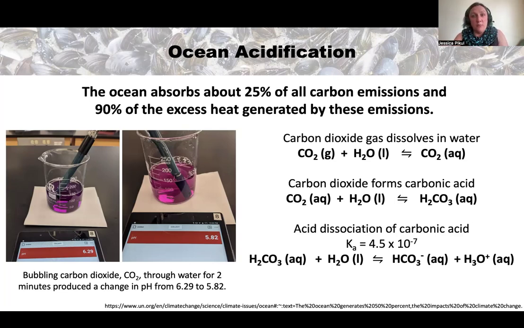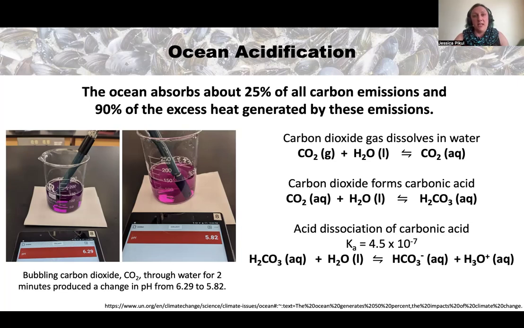That H3O plus that builds up as CO2 dissolves in water and reacts with water to form carbonic acid is what's driving the pH drop. So as that H3O plus concentration increases, the pH of our water will decrease. And we can see this pretty easily just by bubbling CO2 that we exhale out through a straw into water.